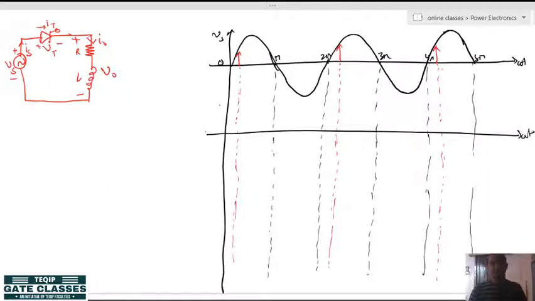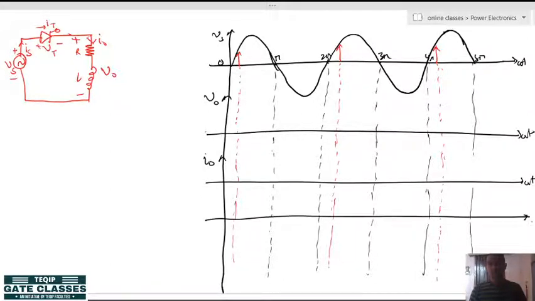Here is the output voltage, output current, then we have got, in this case when the freewheeling diode is not there, you can easily see that source current, load current, thyristor current, all three are the same, and then we have to draw the thyristor voltage Vt. Okay. So, now let us start with the circuit again.